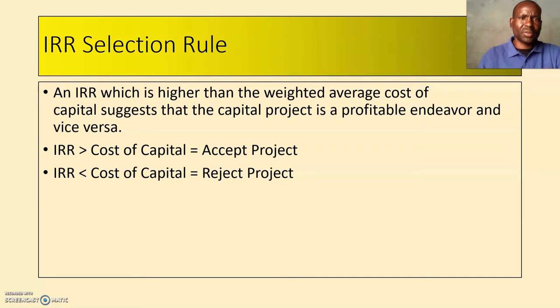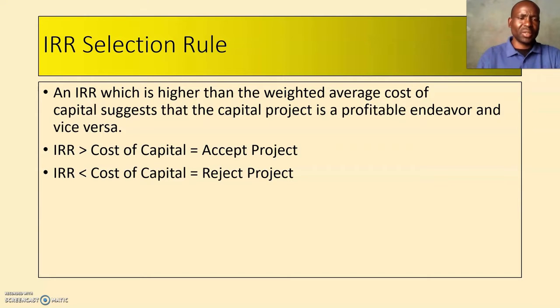Now, there's a certain rule that is used when you are selecting a particular investment, a particular project, because you have to rely on something to tell you that this particular investment is going to be profitable, feasible, or whether it's not going to be feasible or profitable. So what we normally rely on is the internal rate of return itself, and then we compare this internal rate of return with the cost of capital.